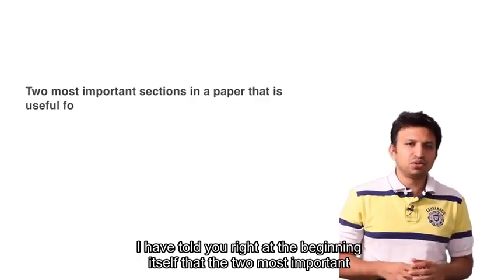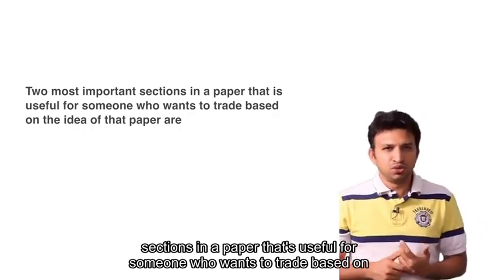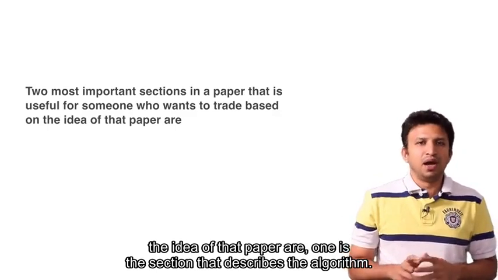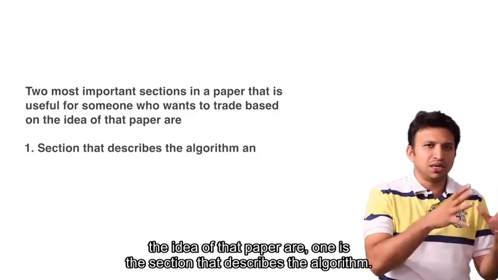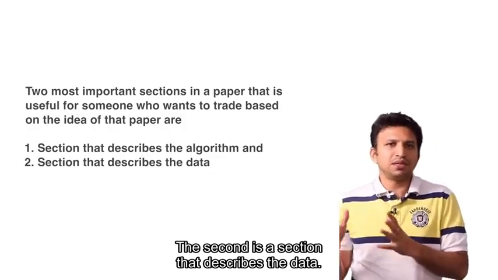I have told you right at the beginning itself that the two most important sections in a paper that's useful for someone who wants to trade based on the idea of that paper are: one is the section that describes the algorithm. The second is a section that describes the data.